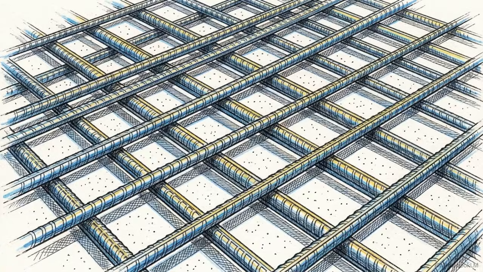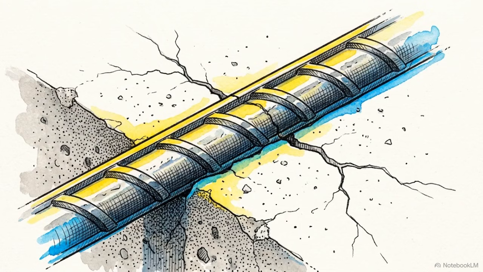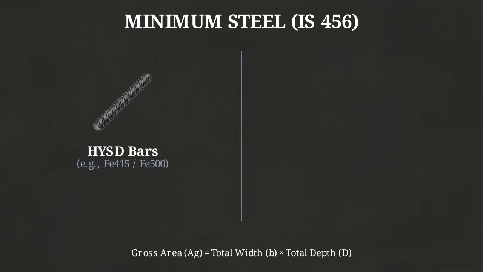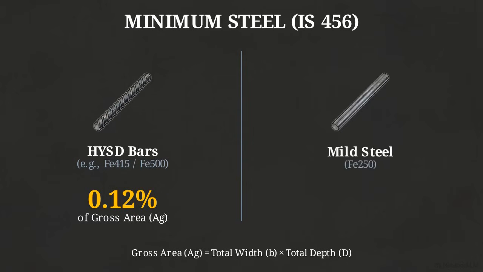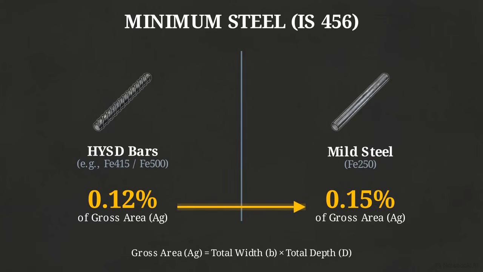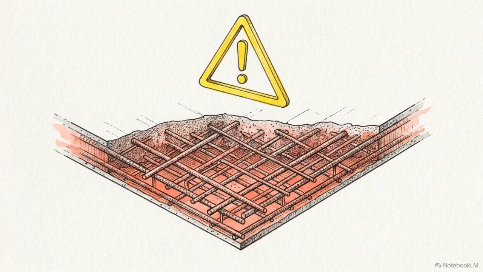IS 456 mandates a baseline minimum steel percentage in these expansive members, specifically to intercept and arrest these thermal and shrinkage cracks. The code sets this minimum at 0.12% of the gross cross-sectional area when using high-yield strength deformed bars. For mild steel, the requirement increases to 0.15% to compensate for its lower yield threshold.